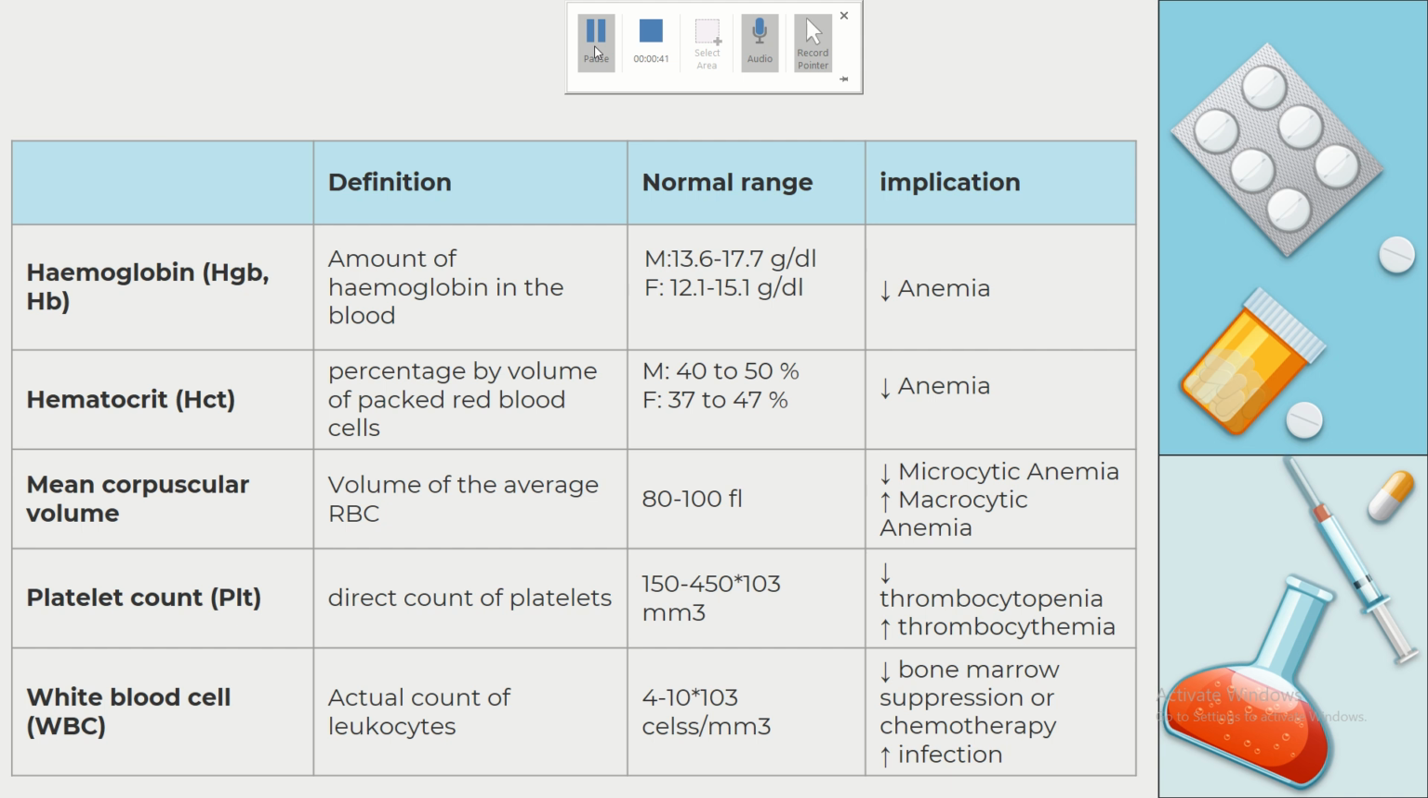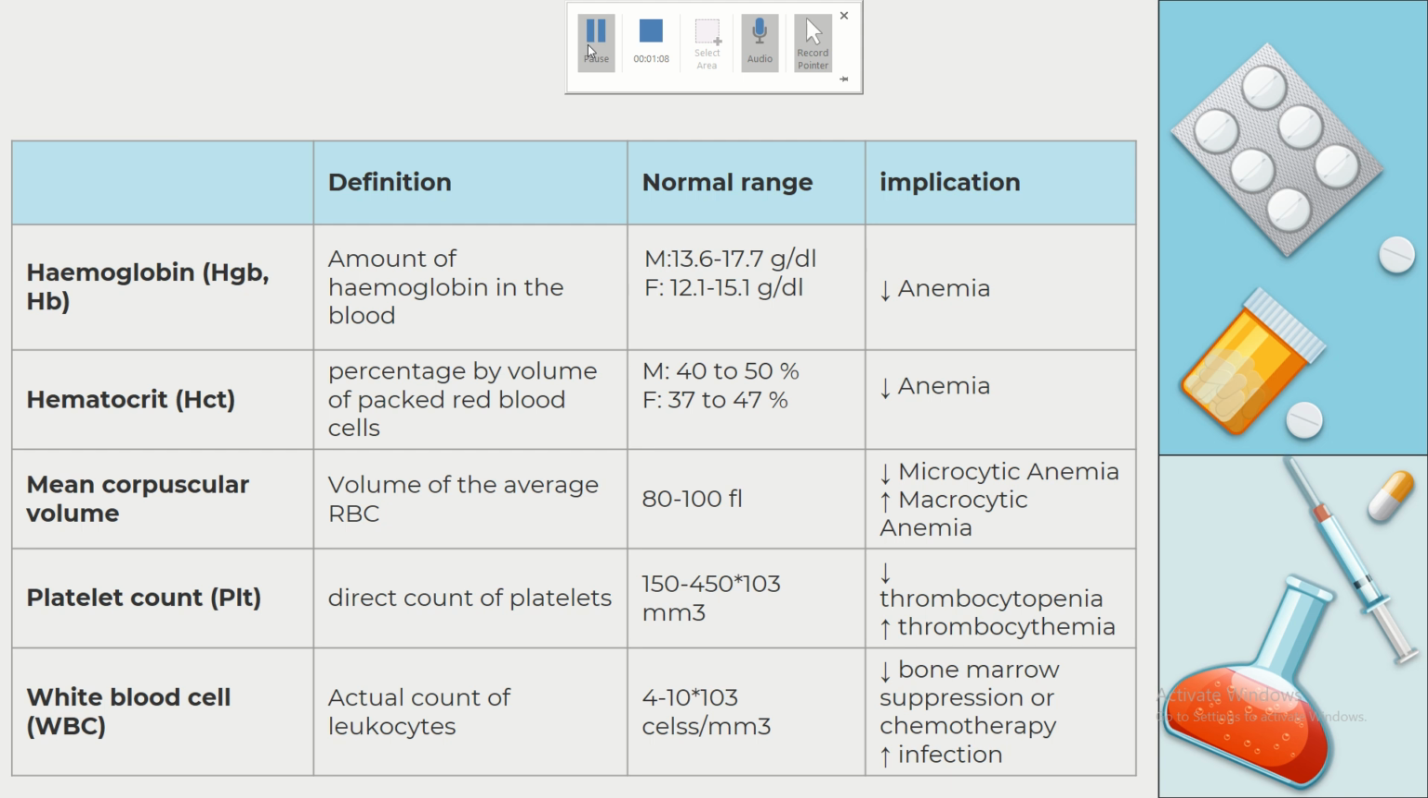And as we know, a hemoglobin level below the reference range can be interpreted as anemia. Anemia by itself is not a condition, it's a symptom connected to a certain disease or condition. The reference range for hematocrit is also lower in females than males. A hematocrit level below the reference range can be interpreted as anemia.